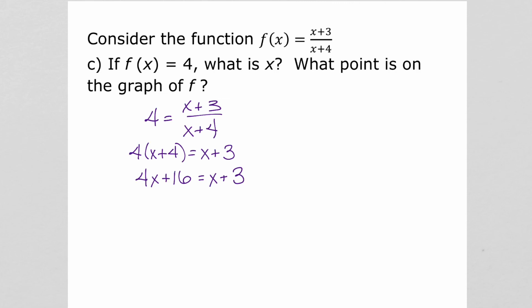Okay, get the x's over on the left. So subtract x from both sides, and we have 3x. Get the other values over on the right, so subtract 16 from both sides, we have negative 13. Divide both sides by 3, and we have negative 13 over 3. Or if you want to change that to a decimal, it's approximately negative 4.33. And that's the conclusion of this section.